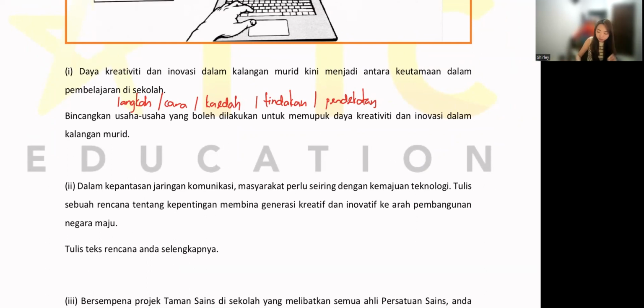The kata kunci is the usaha-usaha. What are the methods? What are the efforts? What are the ways that need to be carried out? Yang boleh dilakukan untuk memupuk daya creativity. This one is the topic. So we will have a kata kunci here and then a topic here.